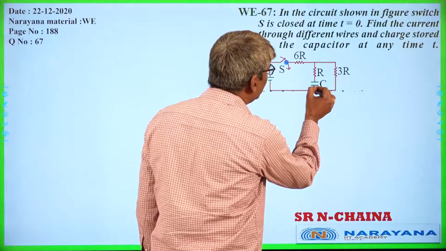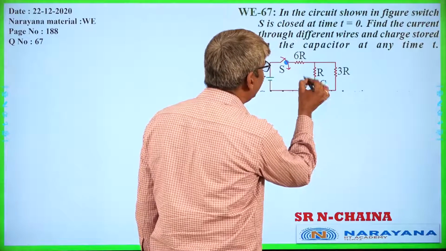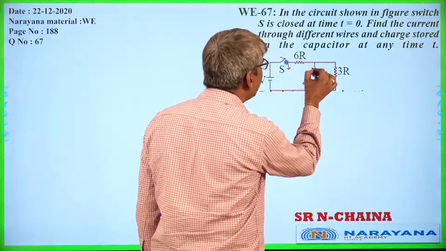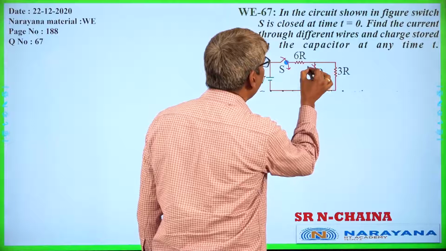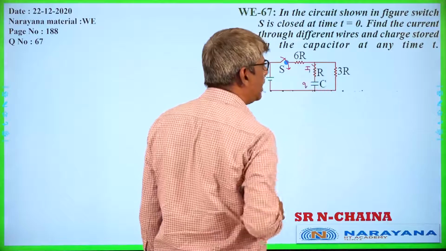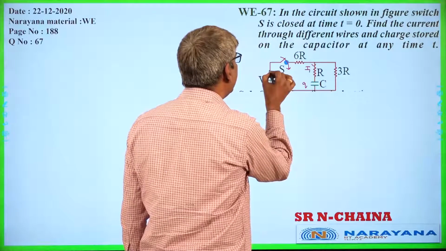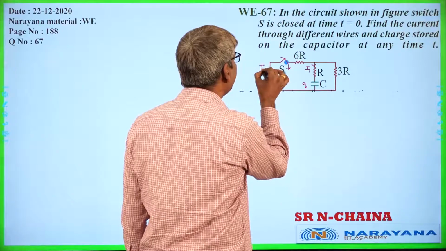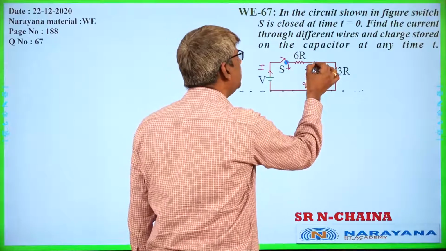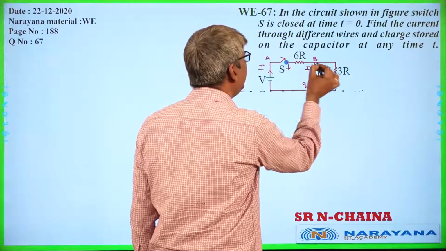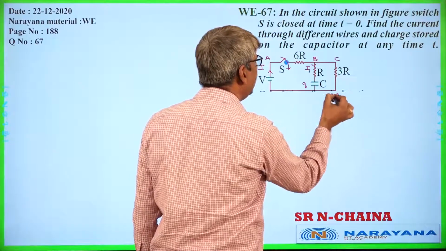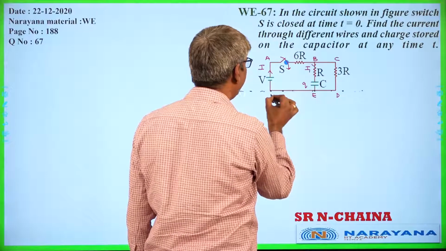Let the charge stored in the capacitor at any time t be q. The rate of change of this charge gives the current flowing through resistor R. Let the current coming from the battery, when the switch is closed, be I. It comes up to this junction. Let the name of the junction be B. This is A, B, C, D, E, F.